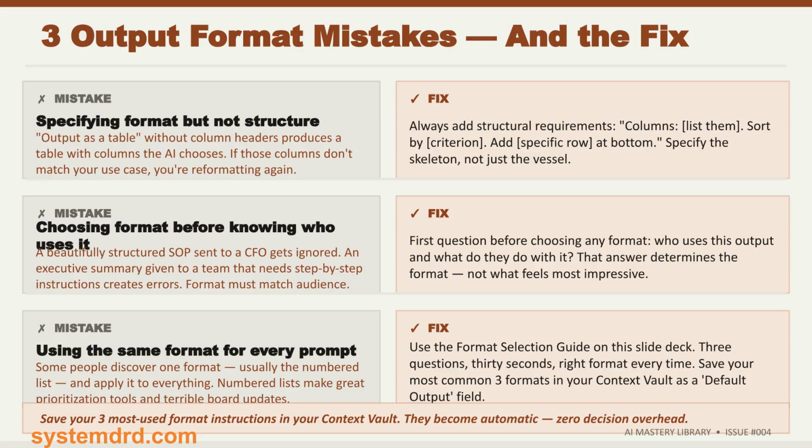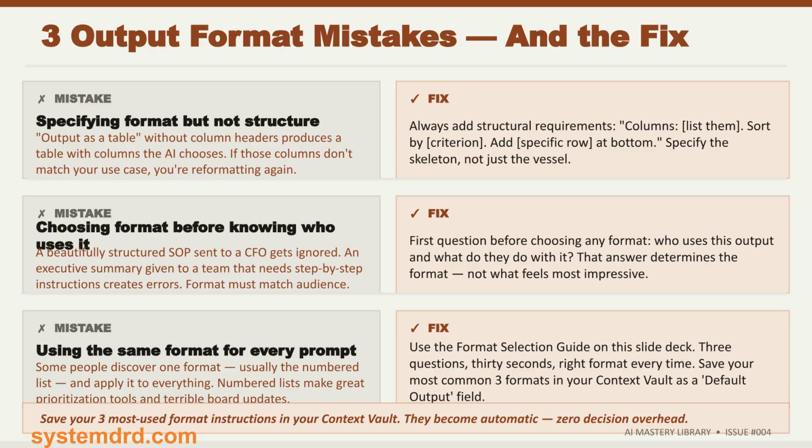3 mistakes and a fix for each. Mistake 1. Specifying a format type, but not the structure. Output as a table without column headers gives the AI enormous freedom about what goes in the columns. That freedom usually costs reformatting time. The fix? Always specify the skeleton, the exact column headers, the sort criterion, the specific rows you need. Constraints make the output more useful, not less.